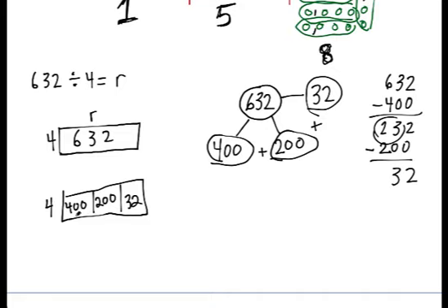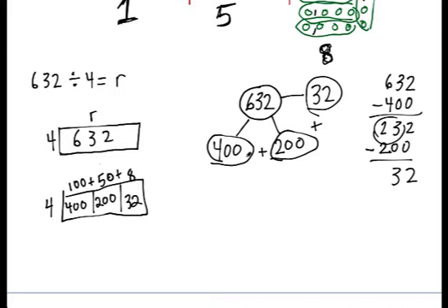4 times what is 400? Well, 4 times 100 is 400. 4 times what is 200? 4 times 50 is 200. And then 4 times what is 32? 4 times 8 is 32. And this is my area model. I just need to add these back up, and I get my quotient.